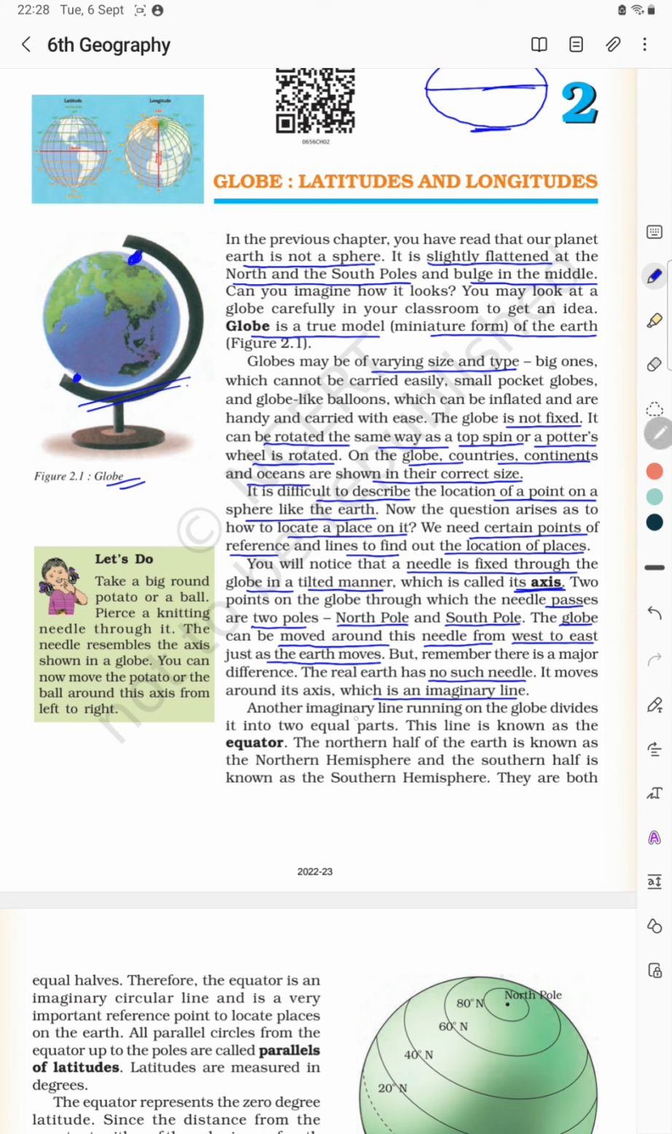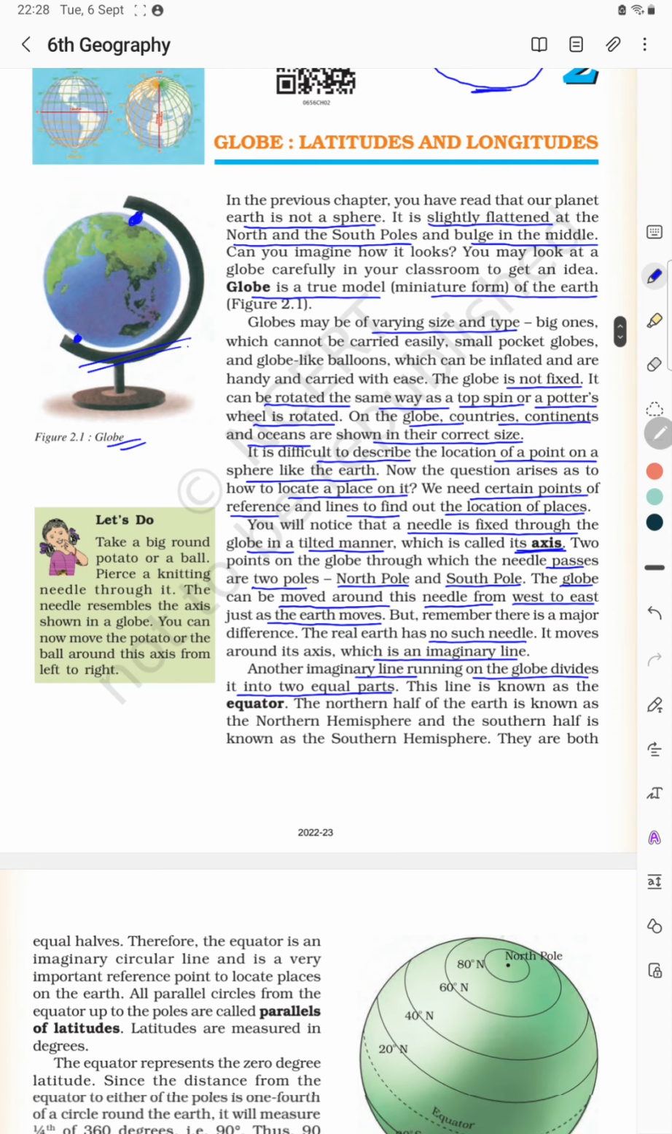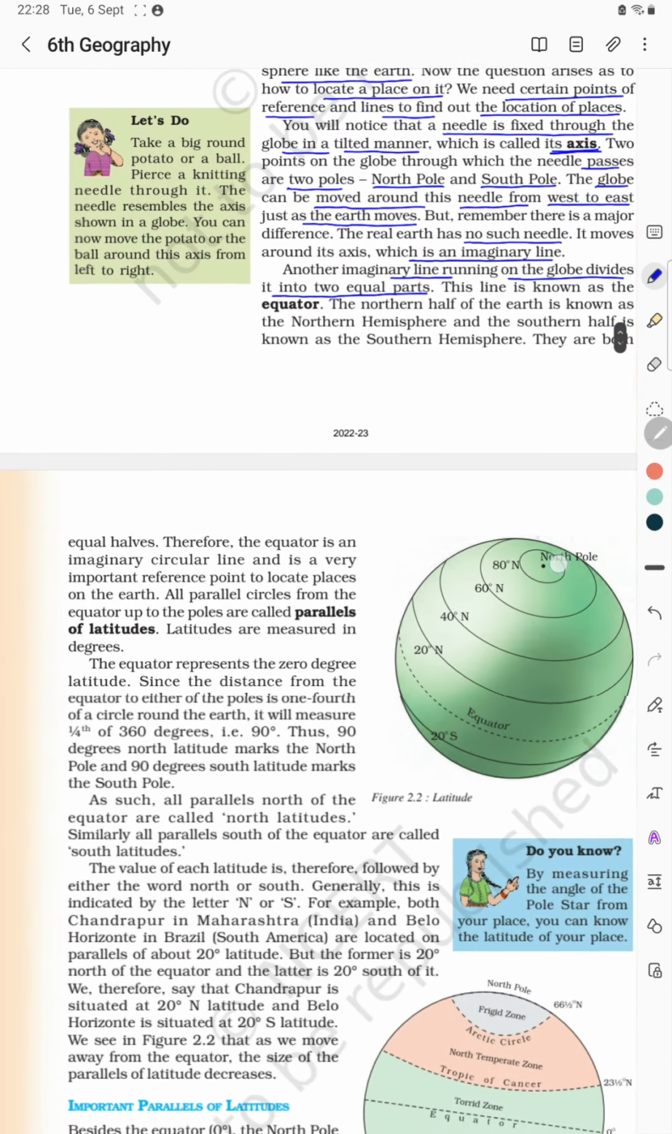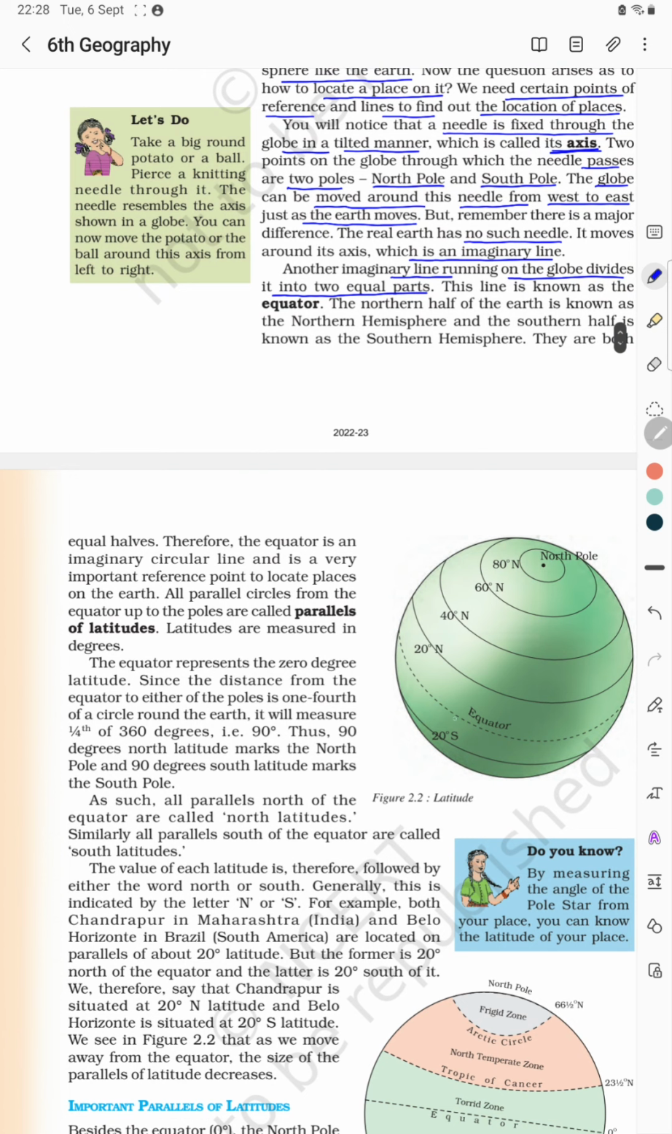Now another imaginary line running on the globe divides it into two equal parts. Like we can see in this figure, this dotted one which we call the equator is an imaginary line. If I simply draw a 2D diagram of the earth, this imaginary line divides the earth into two equal parts. This line is known as the equator.